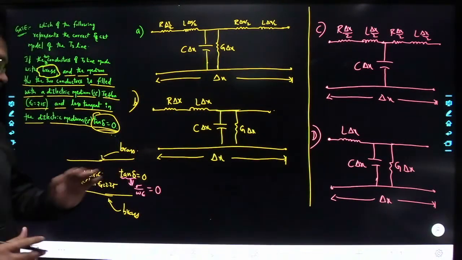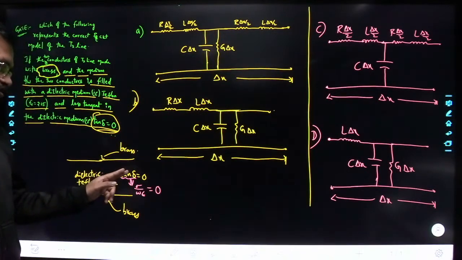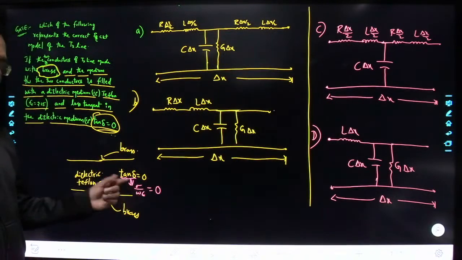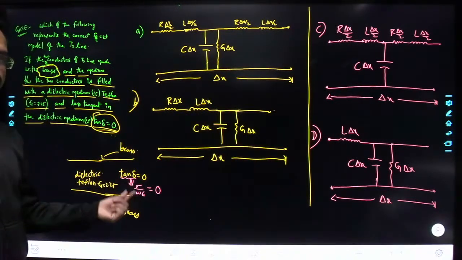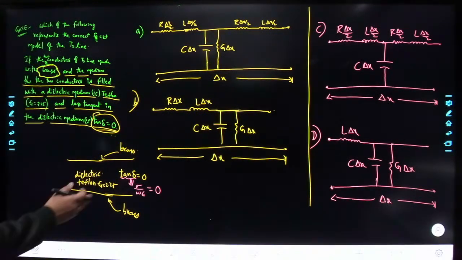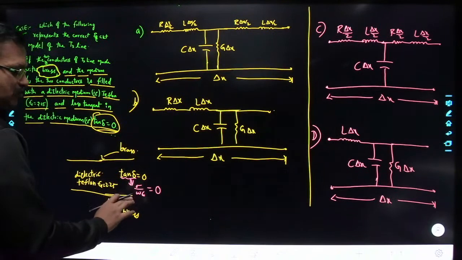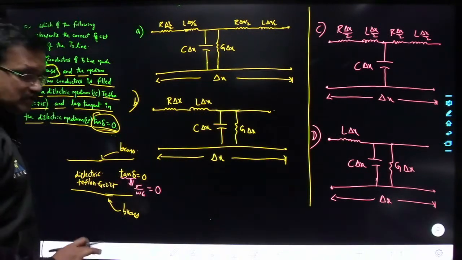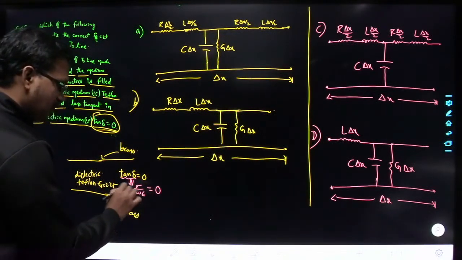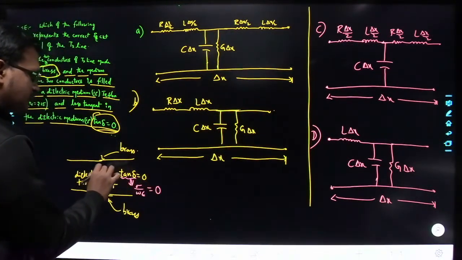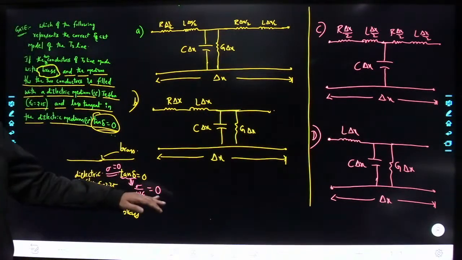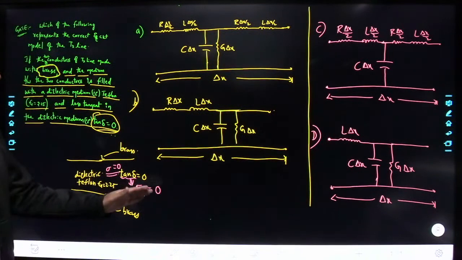If tan delta, which represents loss tangent, is equivalent to sigma by omega epsilon, then take this relation as granted here. We are going to deal with this loss tangent in detail while dealing with uniform plane waves. As of now, take it as granted. So tan delta is nothing but sigma by omega epsilon, which is equivalent to zero. From here we can say the conductivity of this medium, sigma, is equal to zero. Sigma by omega epsilon ratio equal to zero means sigma is equal to zero.